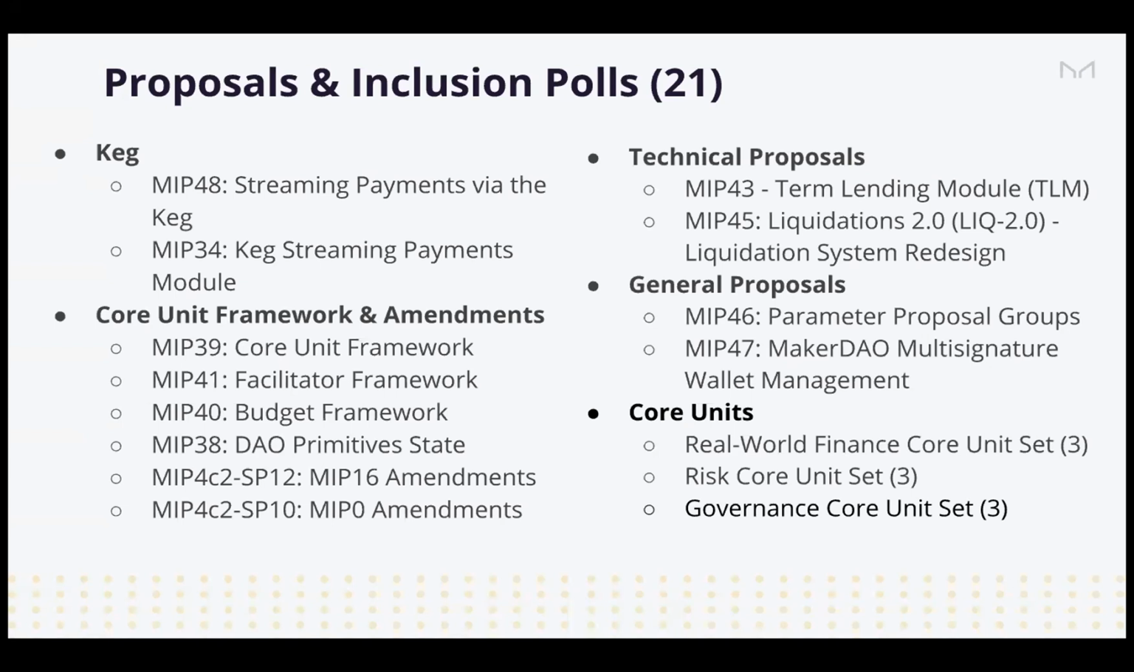highlighting the entire framework for core unit details, the facilitator framework, budget framework, and overall the DAO primitives, as well as 2 amendments that, if this framework is approved, would occur to the previous rules defined in MIP 16 and MIP 0. Additionally, we had 2 technical proposals. One was the term lending module, and of course, we had the liquidations 2.0. And general proposals, we had parameter proposal groups and the MakerDAO multi-sig wallet management. And lastly, just the 3 core unit MIP sets for real-world finance onboarding, core unit onboarding, and the governance team onboarding, Govern Alpha, that is.